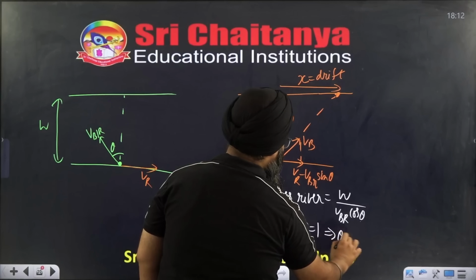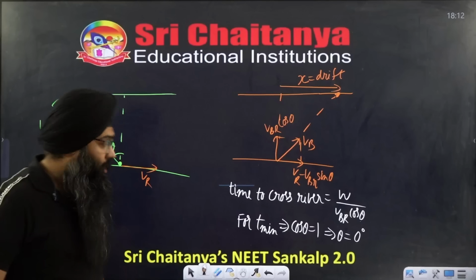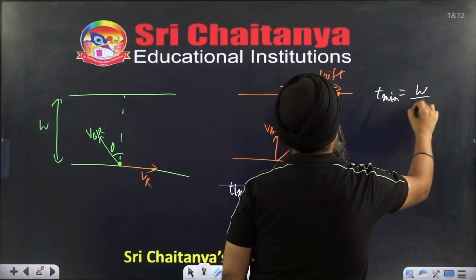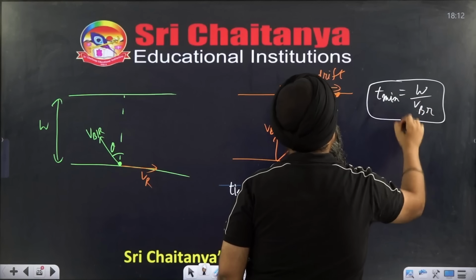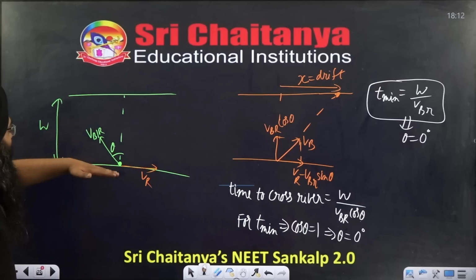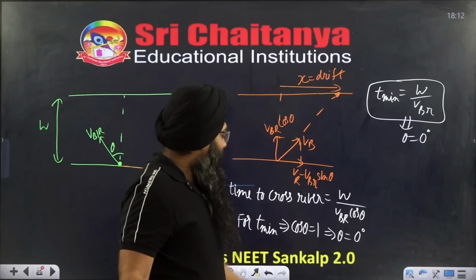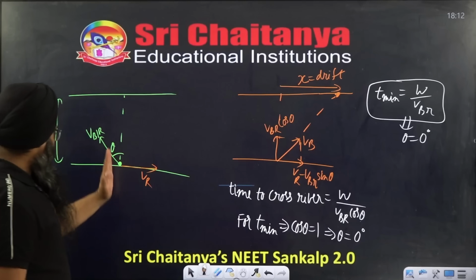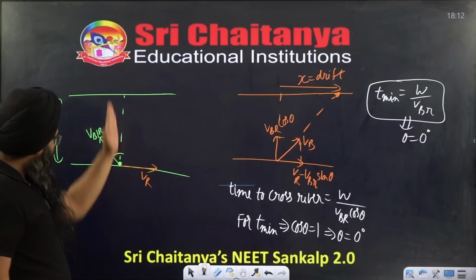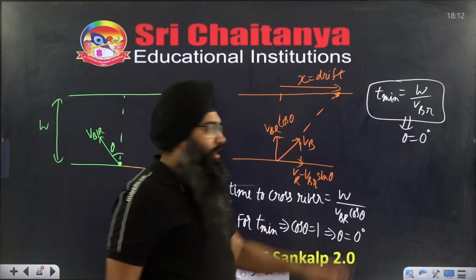That means theta should be equal to what? Theta should be equal to 0 degree. That means if I want to row in the minimum time possible, then the minimum time will be given by W by VBR, and for the minimum time possible, my angle of rowing should be 0 degree. That means if the boat or man wants to cross the river in the minimum possible time, then he has to row the boat perpendicular to the river flow. That means VBR should be in the perpendicular direction.